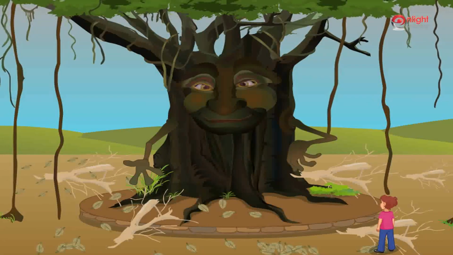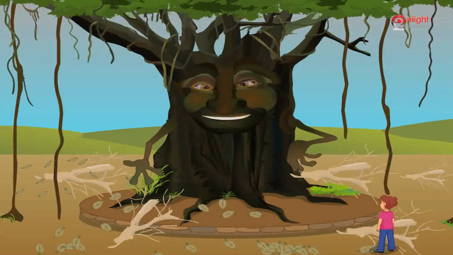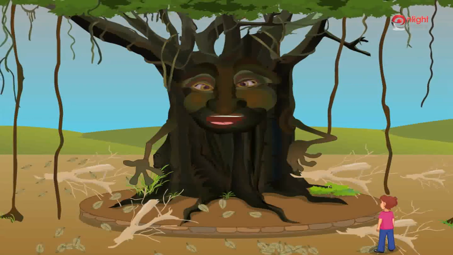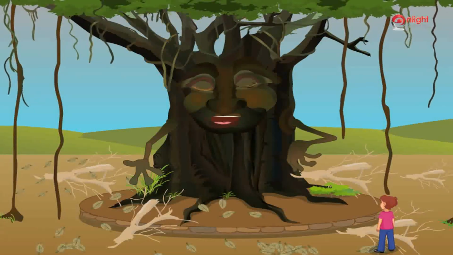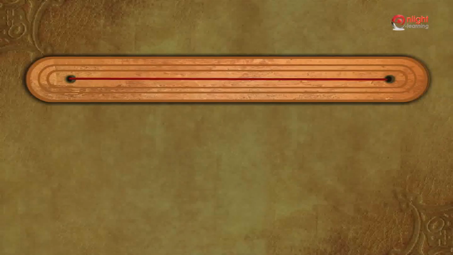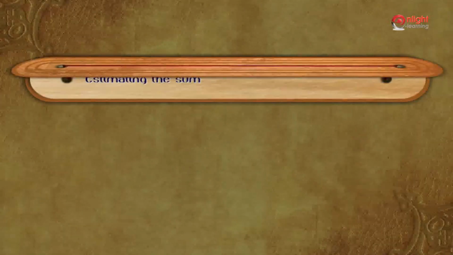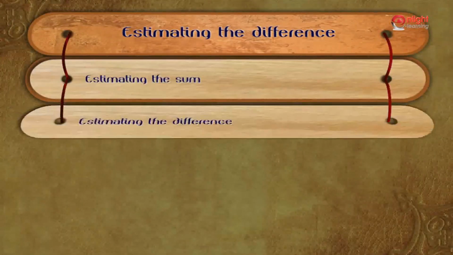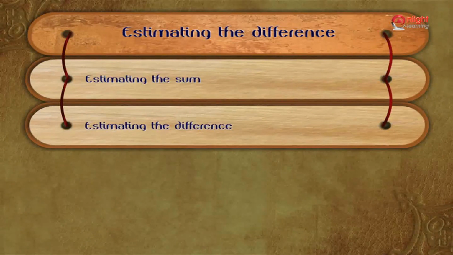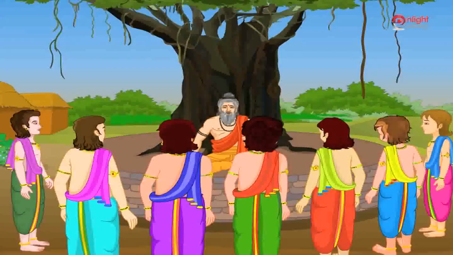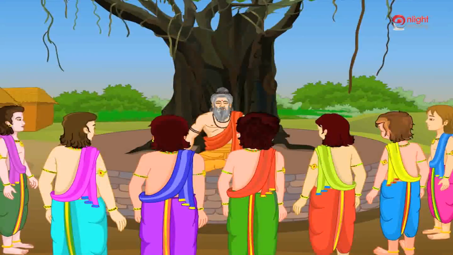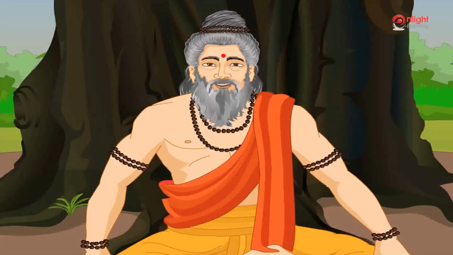Do not worry. I shall help you in understanding. Let us see how Guru Drona taught the princess. Today we learn about estimating the sum, estimating the difference. Children, sometimes we need not calculate the actual total. We can estimate the numbers to nearest place values and then total them.